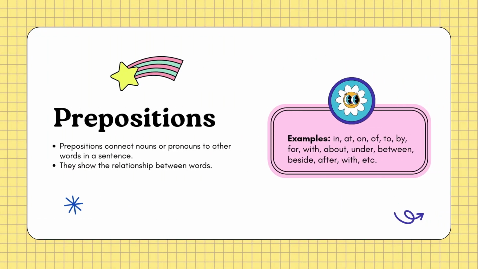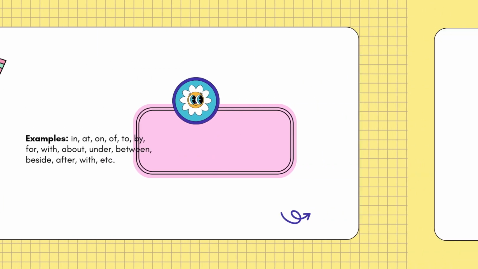A preposition is a word that shows the relationship between a noun or pronoun and another word in the sentence. It usually tells us about position, place, direction, time, or movement. For example, the book is on the table. The word on shows the relationship between the book and the table.